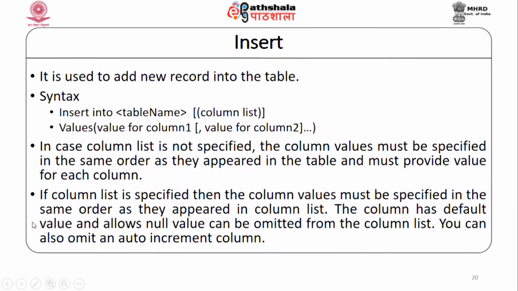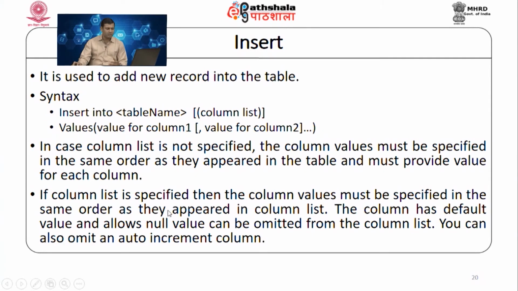So, their data types should be compatible or should match, and this way you can insert. As I said, if the column list is not specified, then column values must be specified in the same order as they appear when you create the table, and you must provide a value for each column. And if the column list is specified, then the values must be specified in the same order as they appear in the column list, and a column that has a default value or allows null values can be omitted from the column list. You can also omit an auto increment column as well.